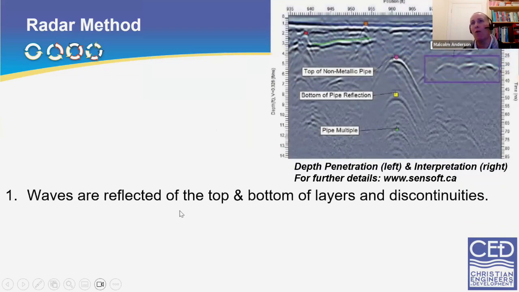So how does that look? Well, as you can see on the right here, you get these characteristic U-shaped reflections that occur both at the top and the bottom of the pipe. So there's a pipe sitting between these two, and then you get multiples below that. And then where you've got these constant lines, those are typically layers, but sometimes you can see utilities as you're passing through.